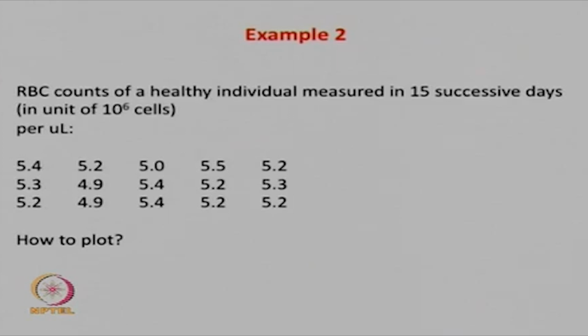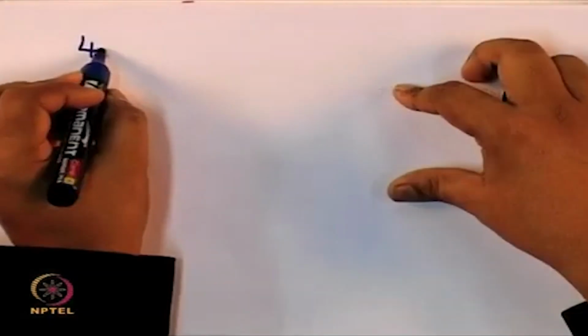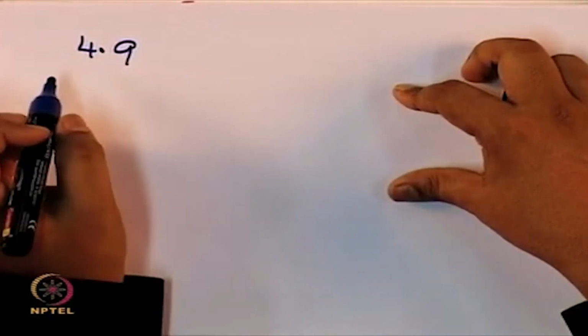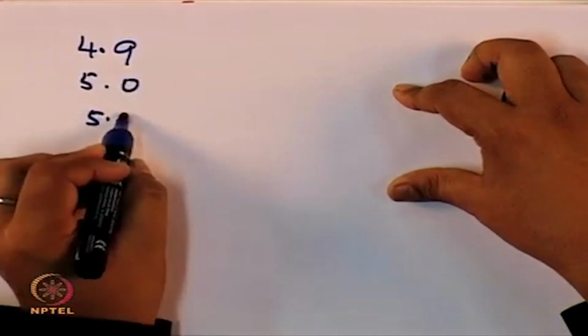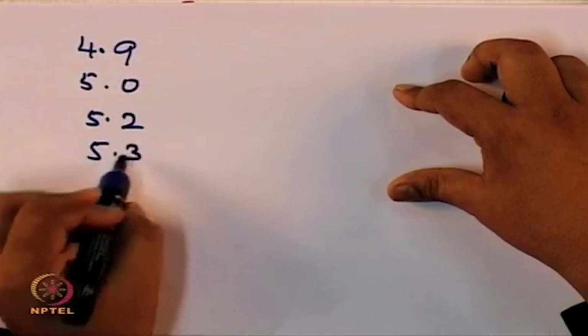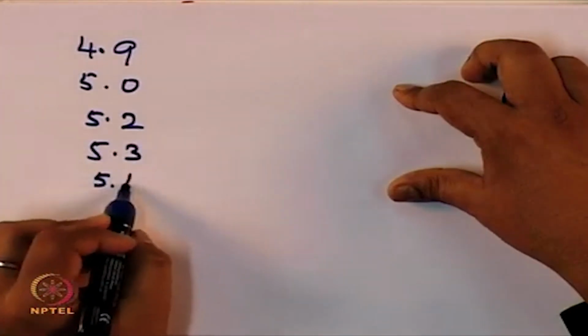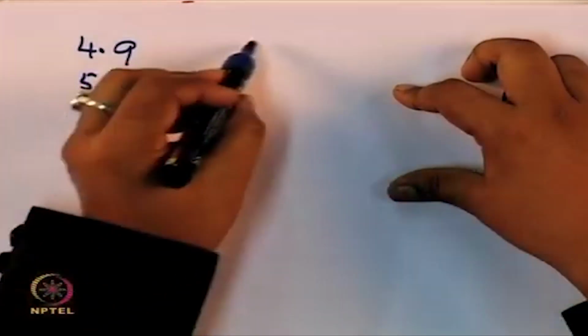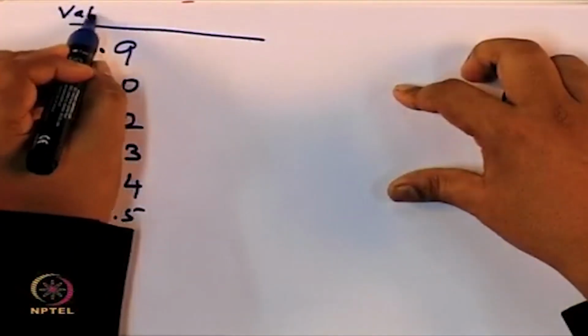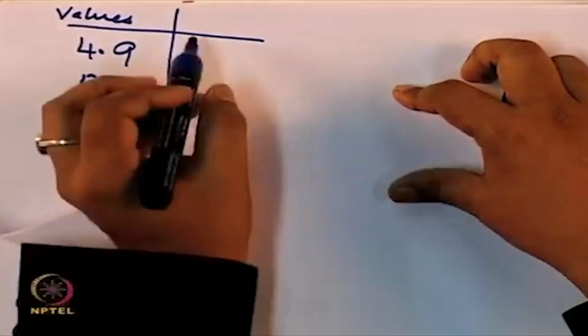If I were to look at the values which are occurring, I have 4.9, I have 5, I have 5.2, I have 5.3, I have 5.4, and I have 5.5. Okay. So, these are the values and I can plot their frequency.